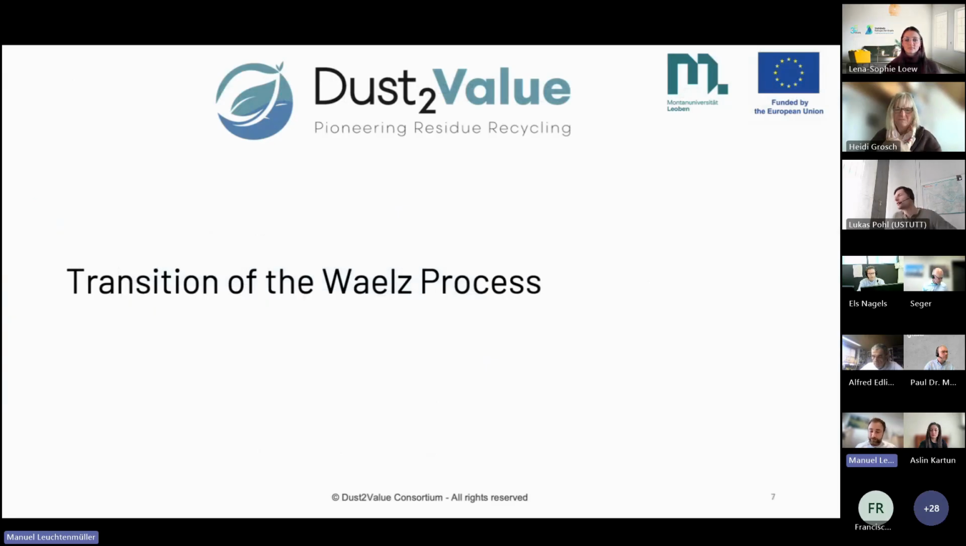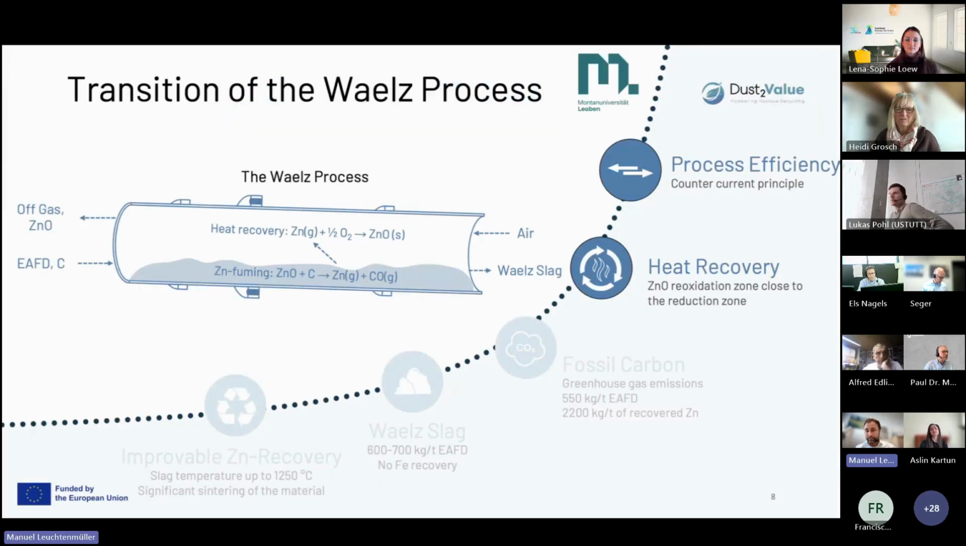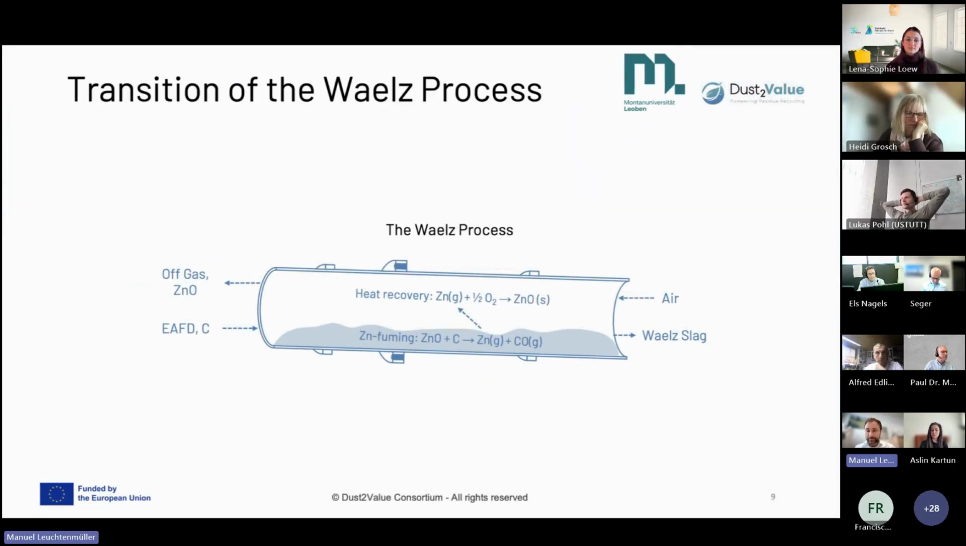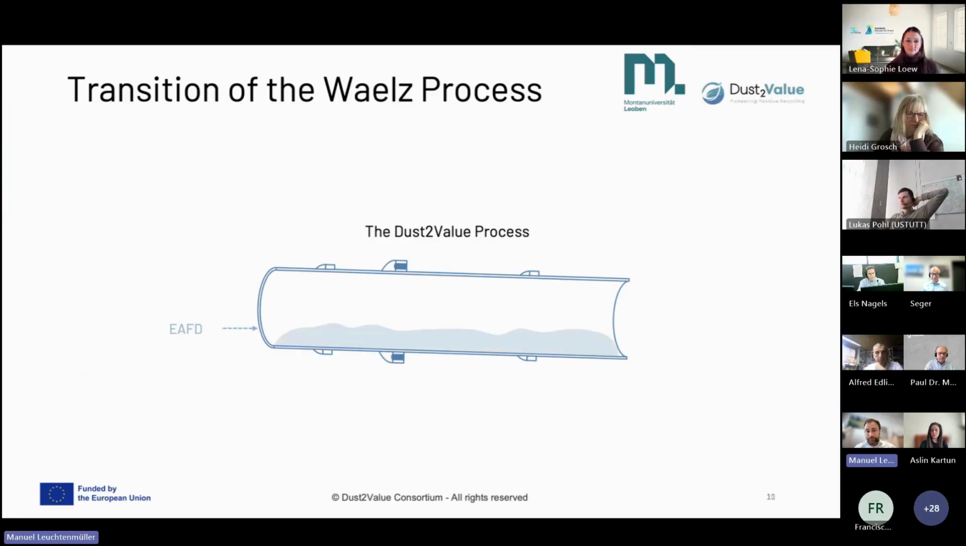So what do we want to make different, and what is the innovation behind our project? Simply speaking, our philosophy was from the beginning over the last year to keep the strength of the Wels process, so keep this countercurrent reactor in place, replace the carbon with hydrogen in this case. And we use the hydrogen also to heat the process, not by burning it, but by preheating it and using its heat capacity. So the zinc fuming reaction remains similar, not with carbon, but with hydrogen.